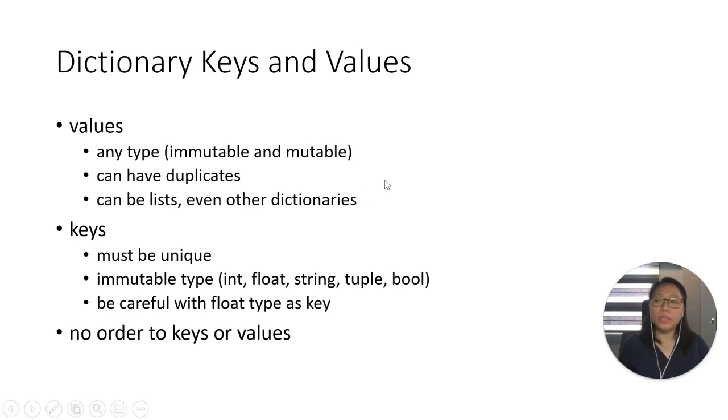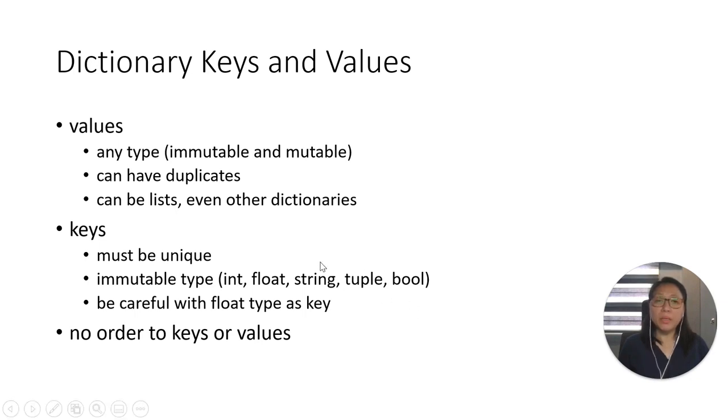So in working with dictionaries, we have to remember that the values may be of any type. They may be mutable or immutable. We can have duplicate values, and the value can be a list. It can even be a dictionary. So it can bind to any object type.